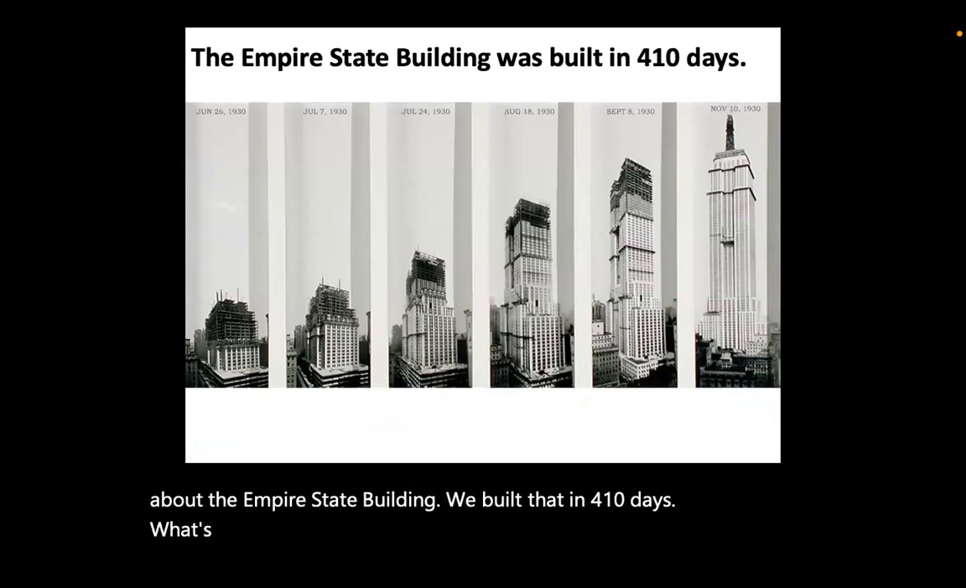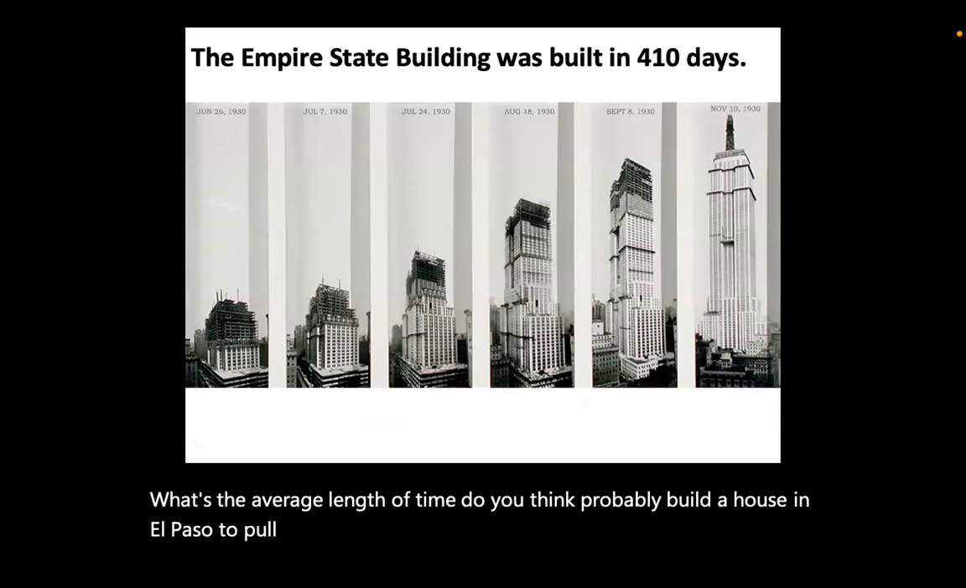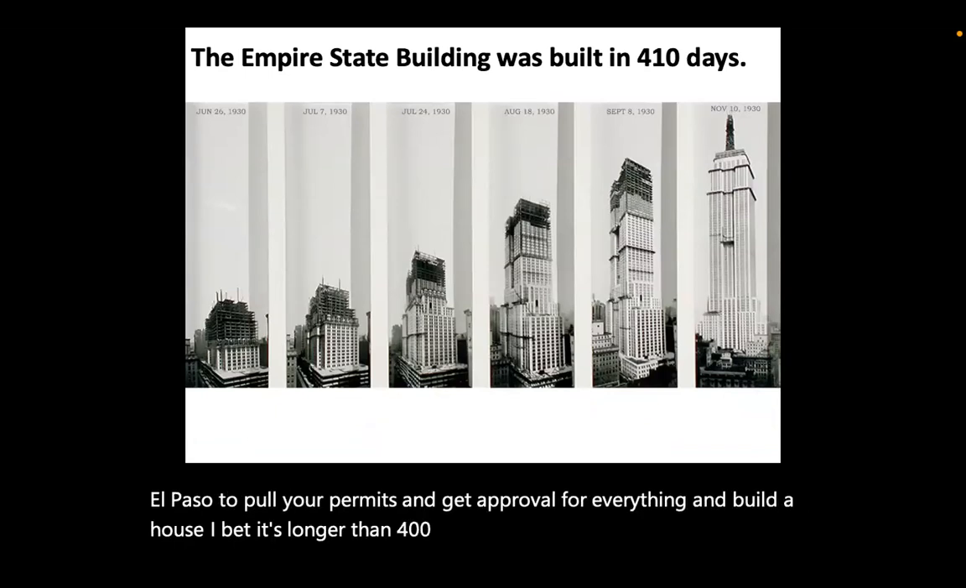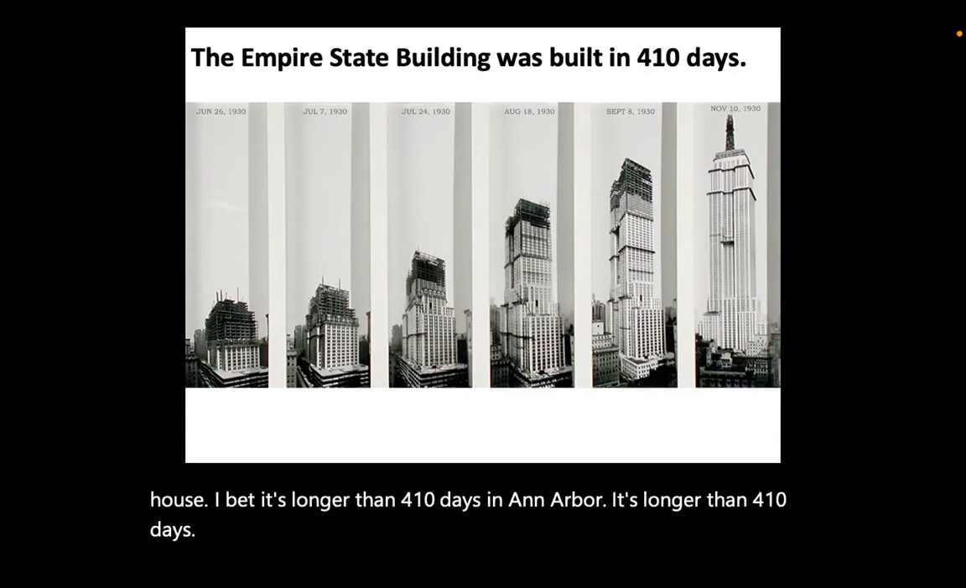What's the average length of time, do you think, to build a house in El Paso, to pull your permits and get approval for everything and build a house? I bet it's longer than 410 days. In Ann Arbor, it's longer than 410 days. All right, so we built this in 410 days.